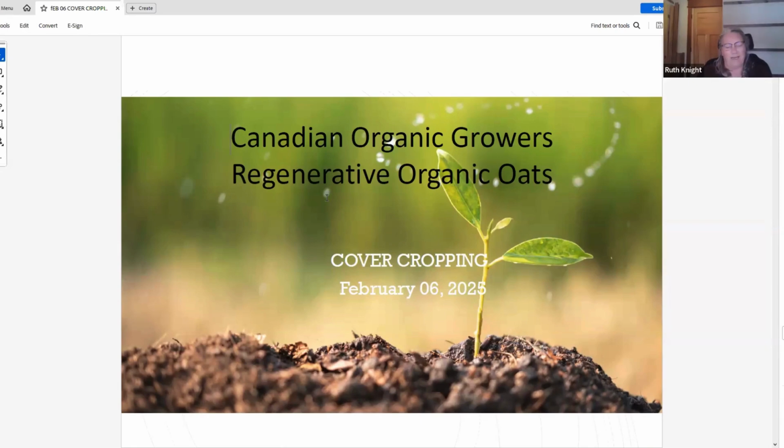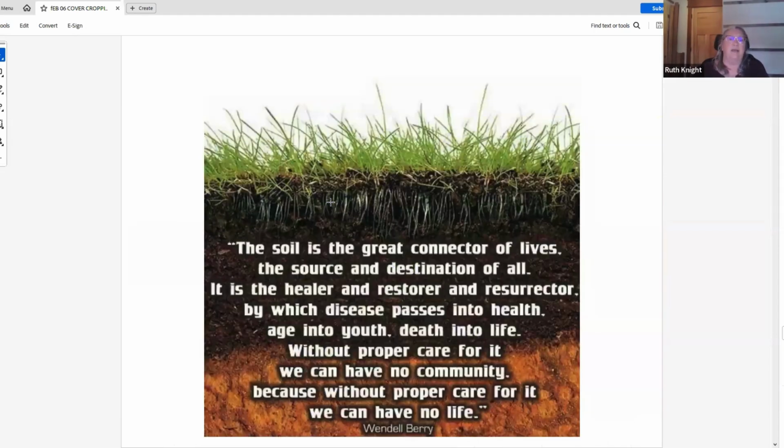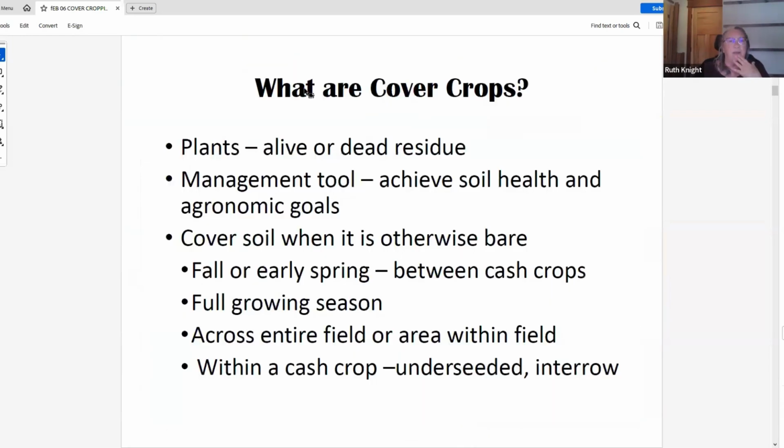So the topic of today is cover cropping, and I really want to focus on the aspects of the decision making, and again tie them to the regenerative principles and some of the ways in which we make these decisions. So let's begin in terms of cover crops and how they're going to be discussed today.